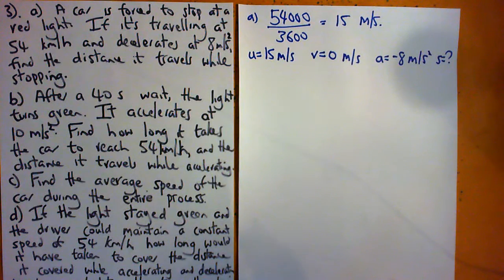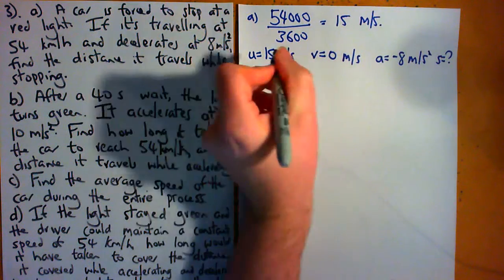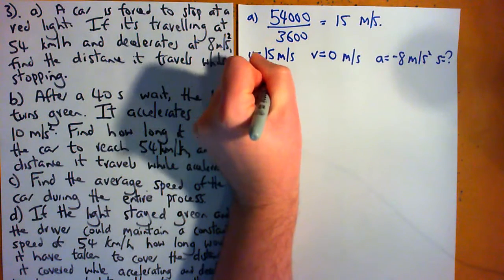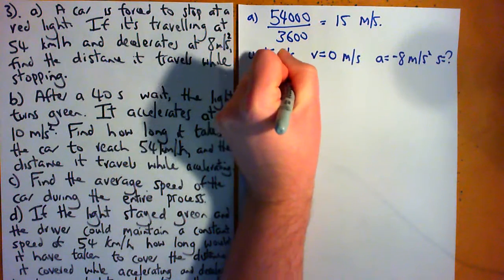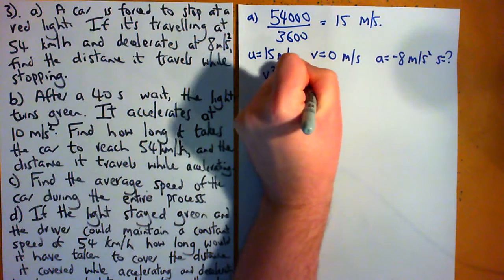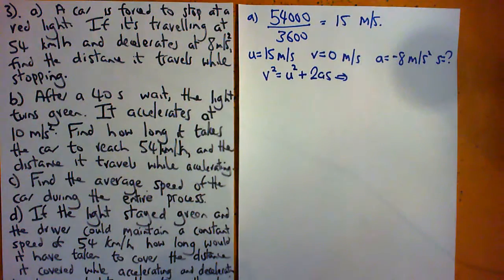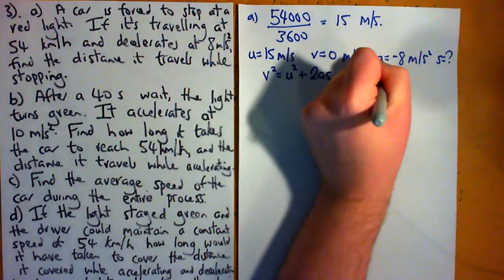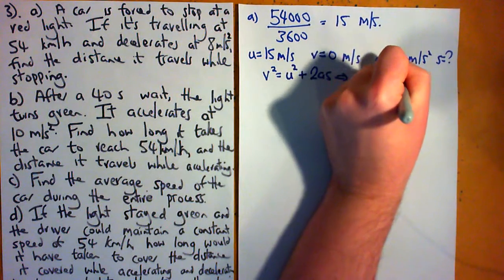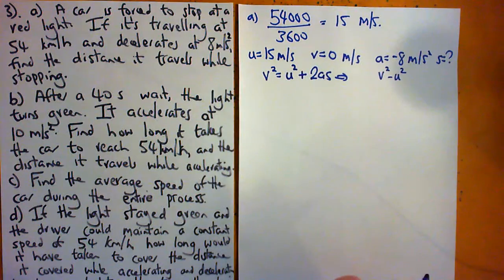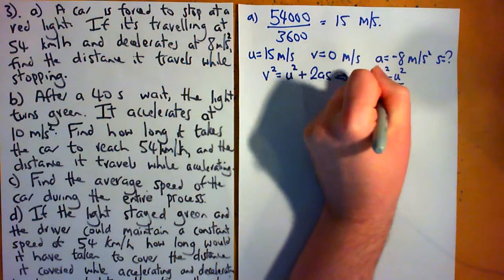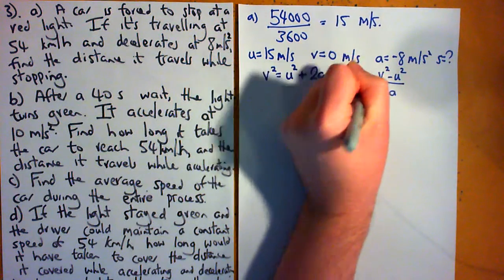takes. We've got U, V, A, we want S, so the equation that we need to use is V squared is U squared plus 2AS. And we want to make S the subject, so we need to rearrange. If we subtract U squared from both sides, we get V squared minus U squared equals 2AS, which we can divide by 2A to get S.